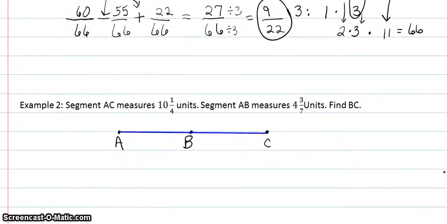Alright, in the second example we're looking at segment AC, and it measures 10 1/4 units. Then segment AB measures 4 3/7 units. And we want to find out the length of BC. So we know the entire length is that 10 1/4 units. And then we know that AB is 4 3/7. But we're trying to find out what this length BC is. So I'm going to be subtracting 4 3/7 from 10 1/4.